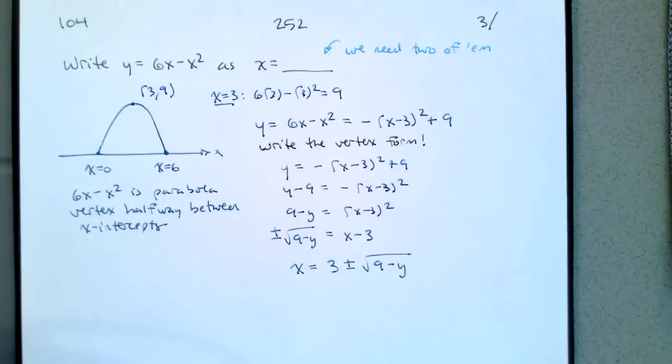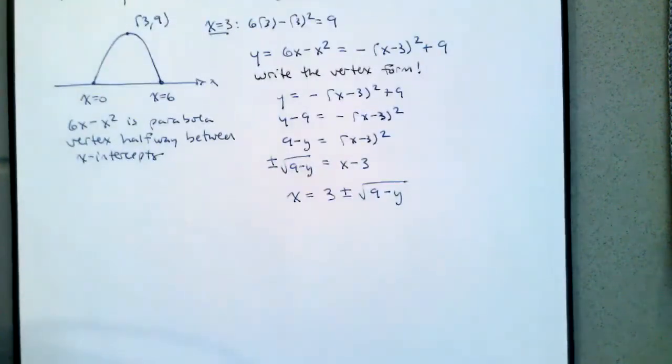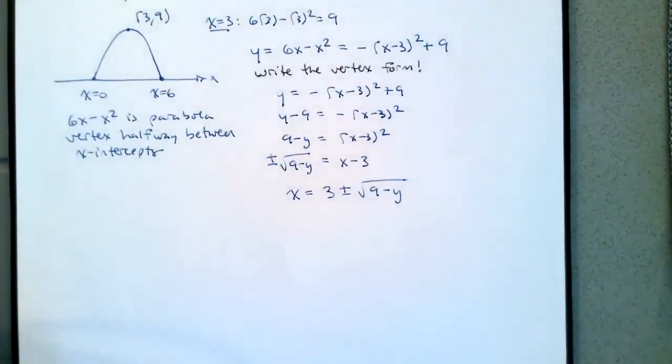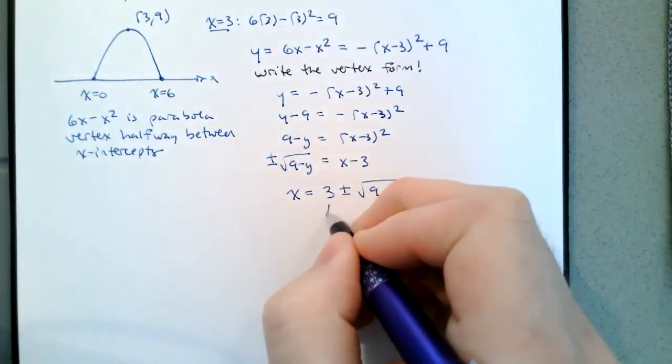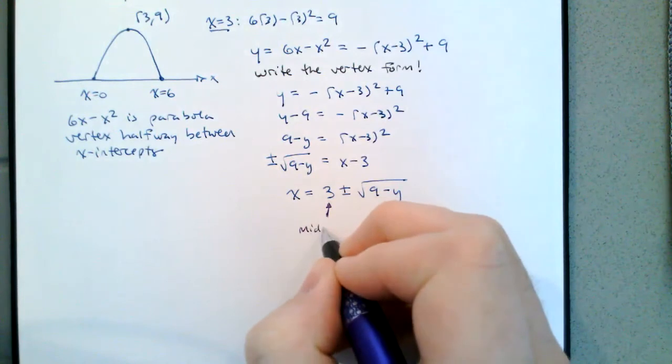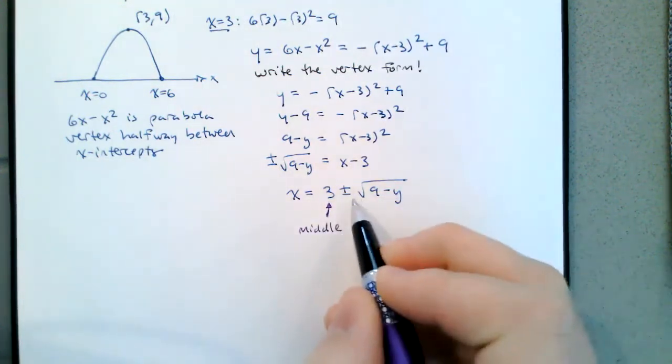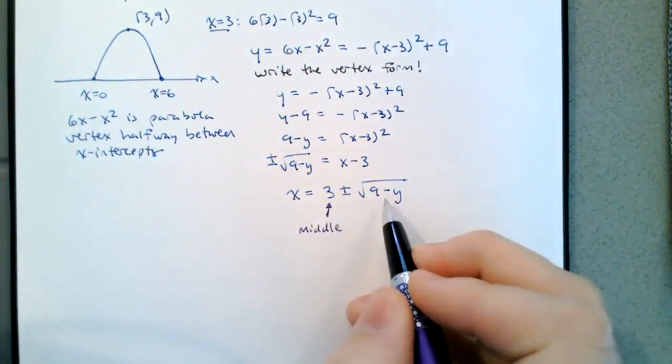So in the middle is the 3. Then on one side is 3 plus the square root of 9 minus y, and on the other side will be 3 minus the square root of 9 minus y. So there's the 3, and then the plus and minus is evenly spacing a quantity about the 3. So we got 3 in the middle, and then we got some on the right. We got the same distance on the left and right.